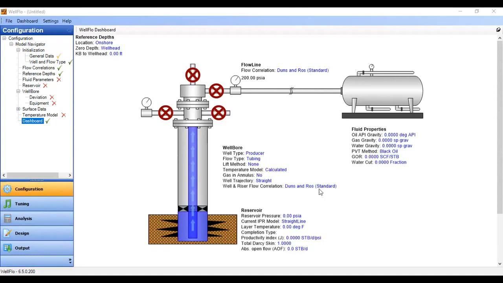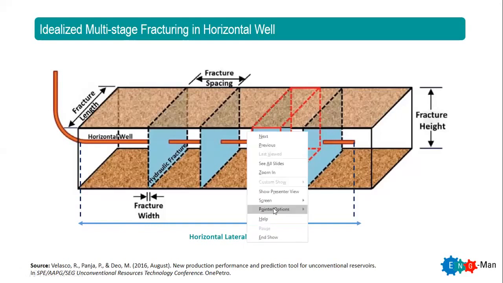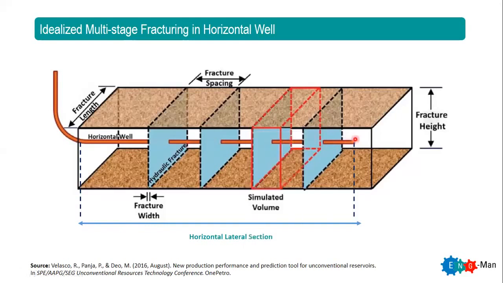Okay, this is the window of WellFlo, but before we do the modeling, we will talk a little bit about a horizontal well with multi-stage fracturing. So this is the idealized multi-stage fracturing in horizontal well. You can see this picture with the source given below. All right, this is the wellbore. This is the horizontal lateral section. This horizontal section, we call it horizontal lateral section.